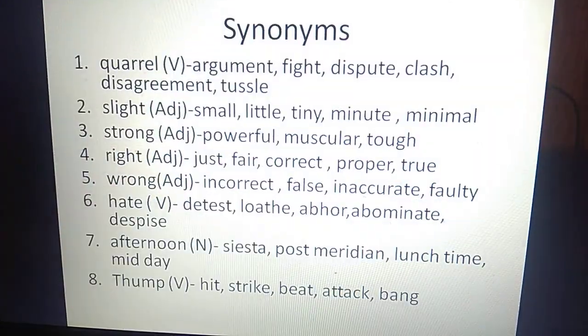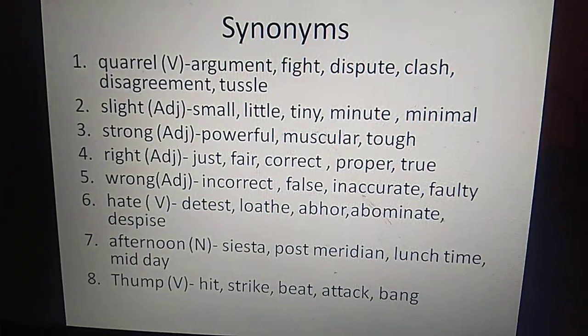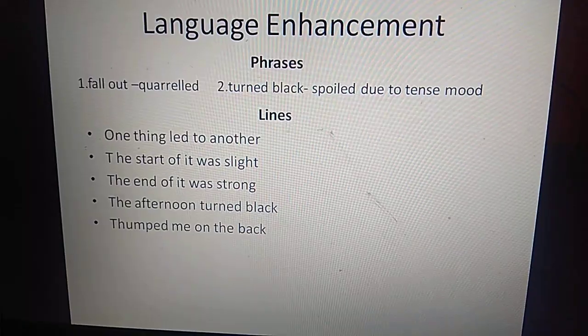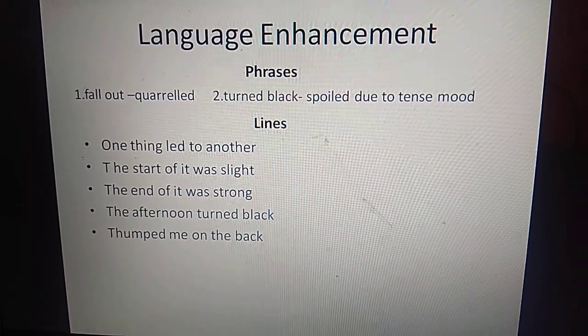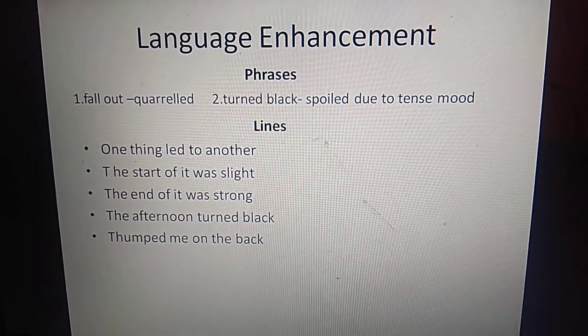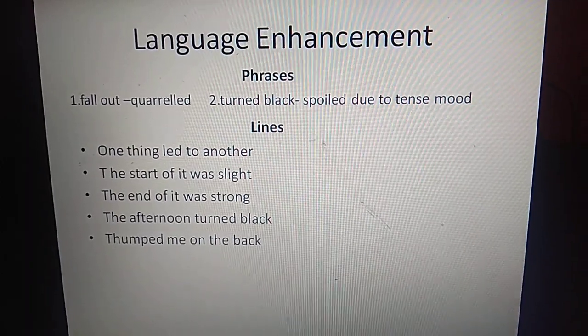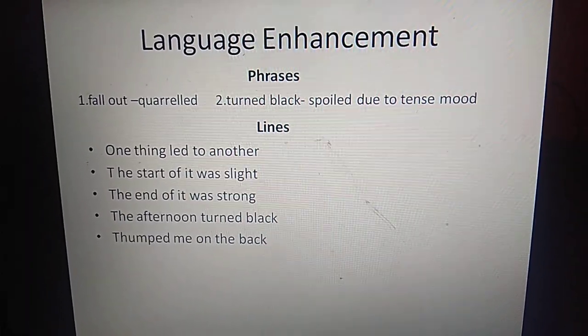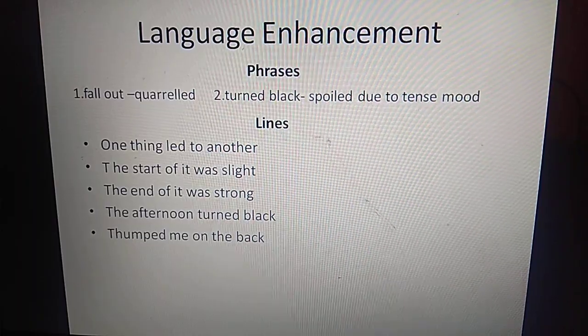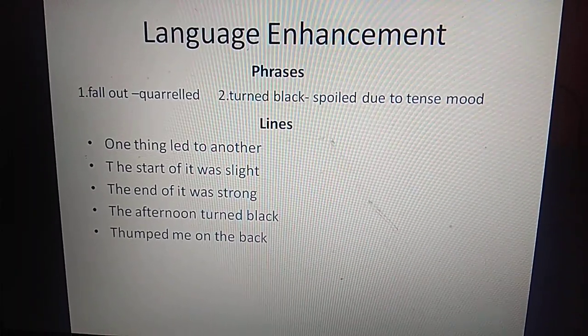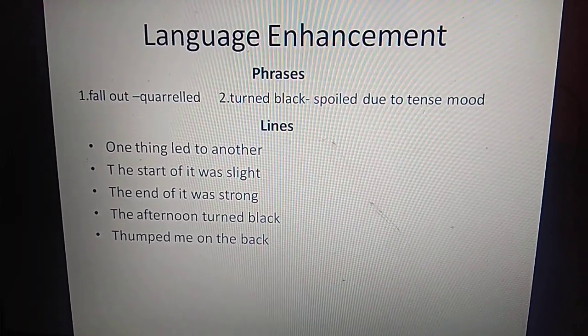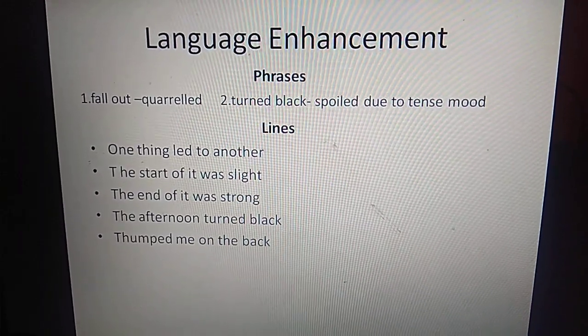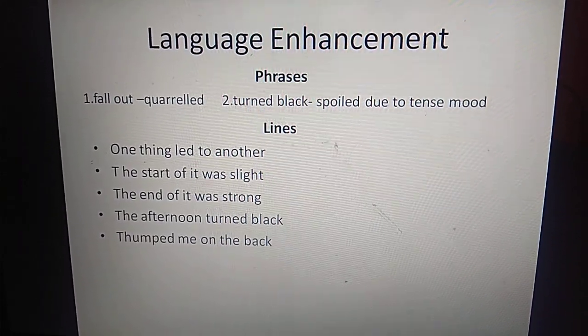So this is how we have learned the language part, and then we have learned some phrases and lines through this poem. I hope you have understood the poem, and I will be sharing with you a worksheet through which you can test yourself on whether you are able to understand the poem or not.